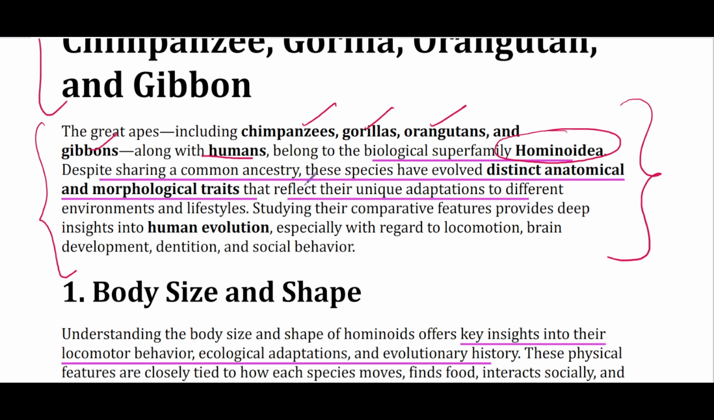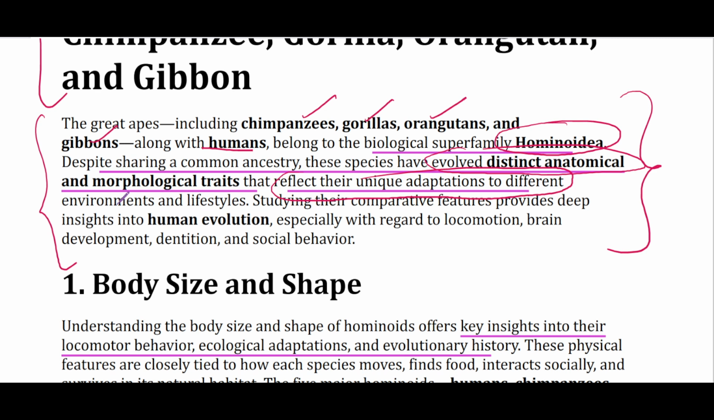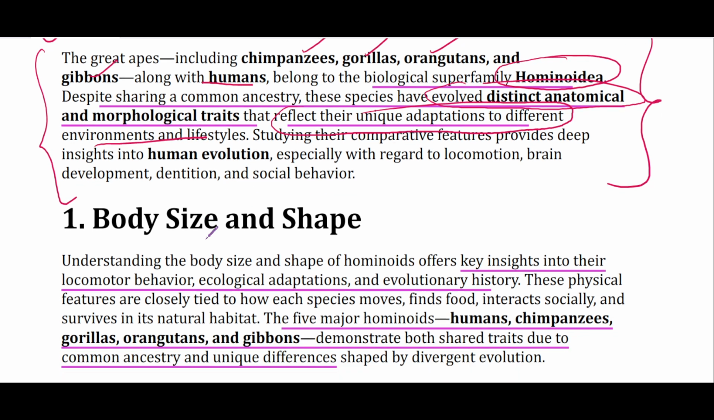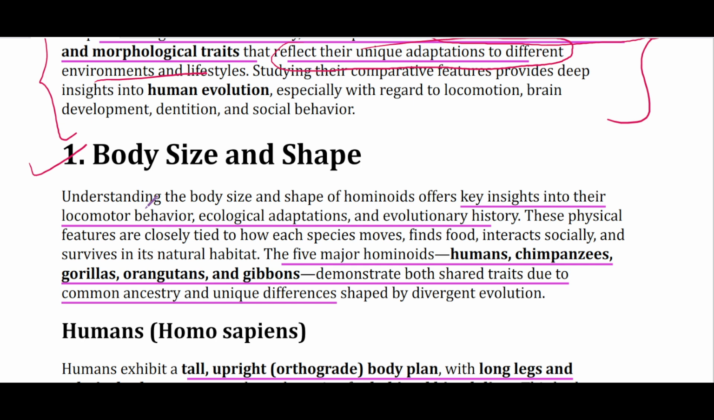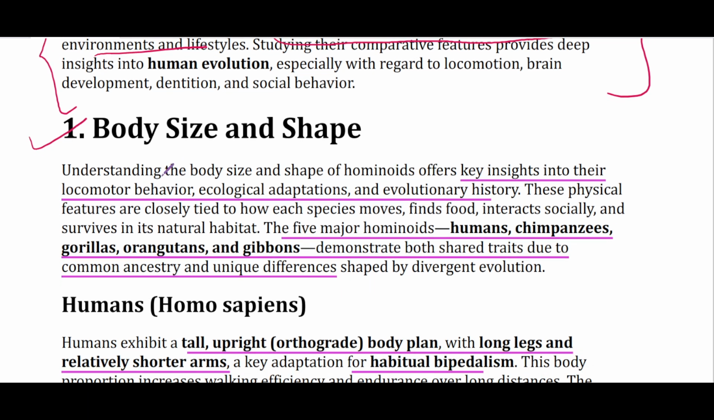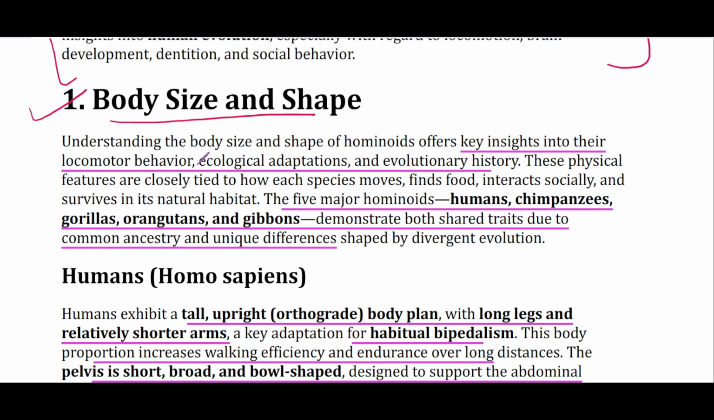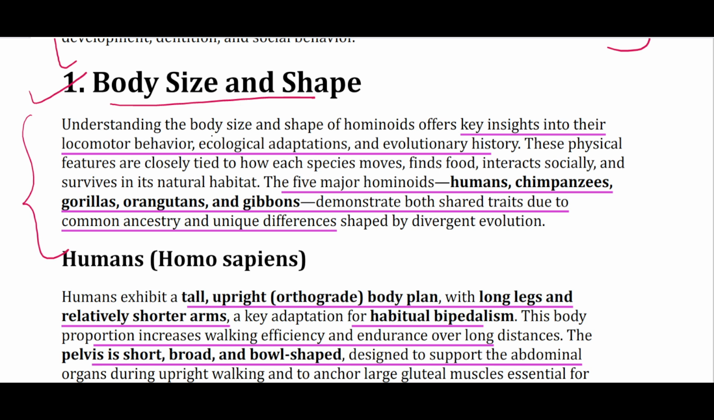And despite sharing a common ancestry, they have evolved distinct anatomical and morphological traits which reflect their unique adaptation to different environment and lifestyle. And let's start with each of these characteristics one by one. So first, body size and shape. Understanding body size and shape offers key insight into their locomotor behavior, ecological adaptation, and evolutionary history.